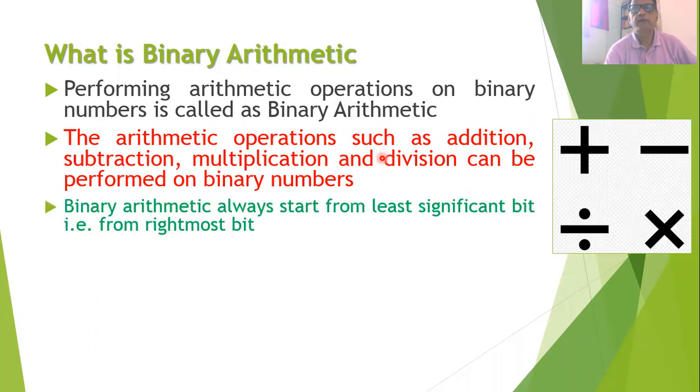Whenever we are given a binary number, this binary number consists of a least significant bit, and this least significant bit is the rightmost bit. The most significant bit is the leftmost bit. So whenever we want to perform any binary arithmetic operation, we always have to start the operation from the LSB, or least significant bit, that is, from the rightmost bit to the left side.